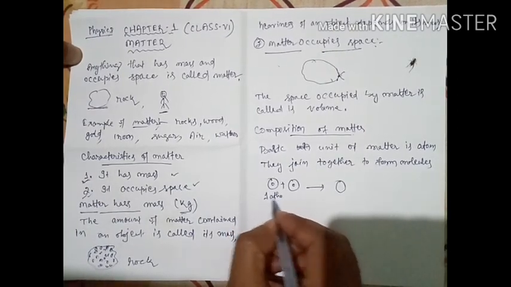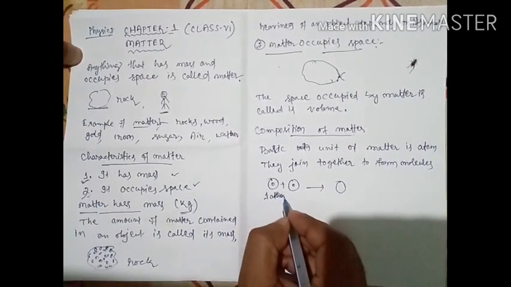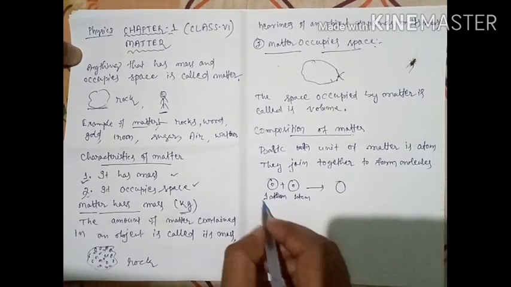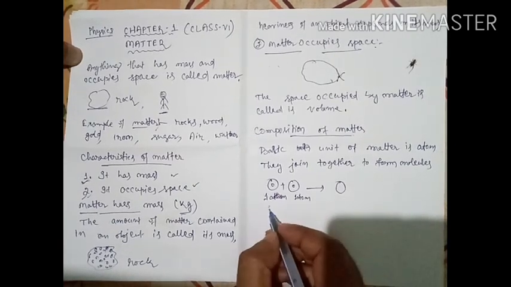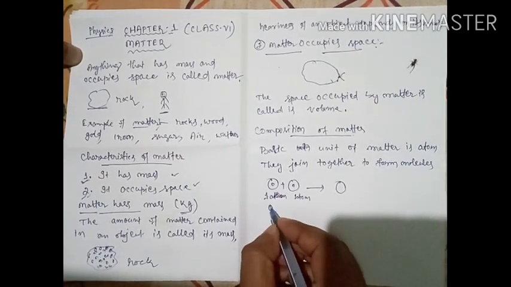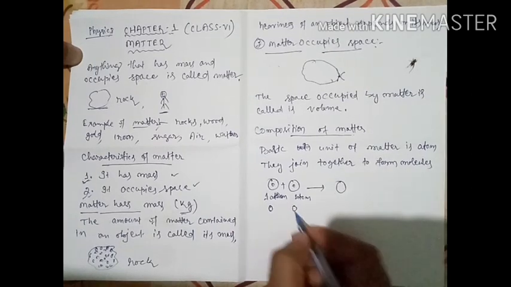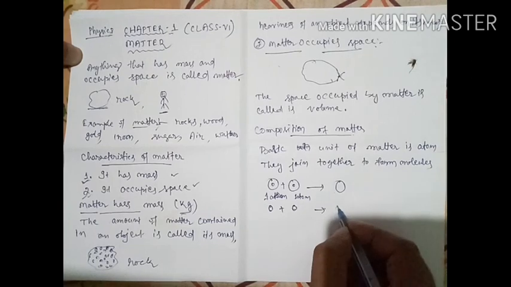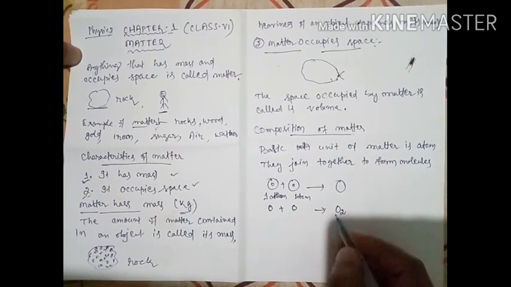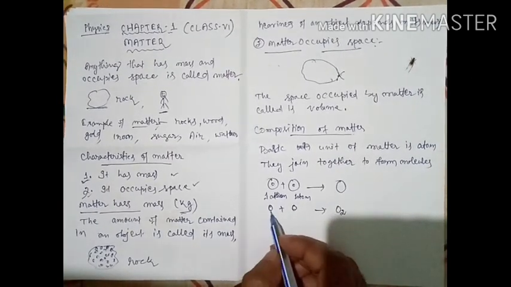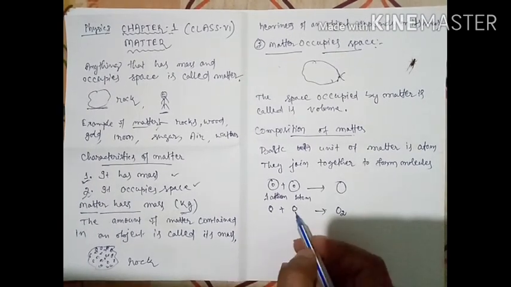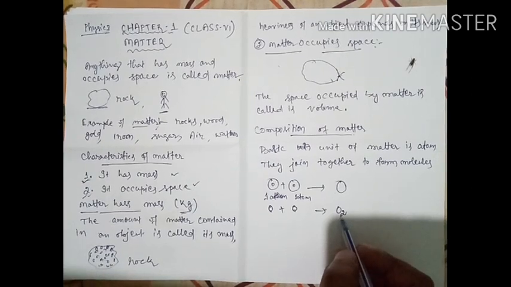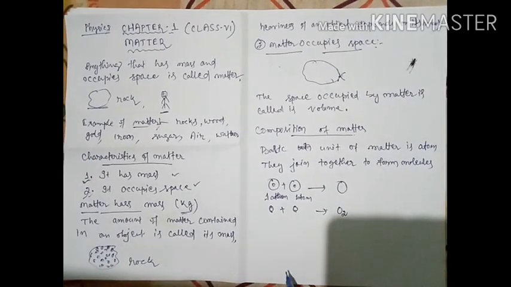So this one I am writing, this one is one atom, and this one is another atom. I can represent this with oxygen, because this is an oxygen atom. What is the symbol of oxygen? O. This is another O. So when these combine, they form one oxygen molecule. So this one we can write O2. This one is an oxygen atom, this one is also an oxygen atom, and when they combine, they form one oxygen molecule.